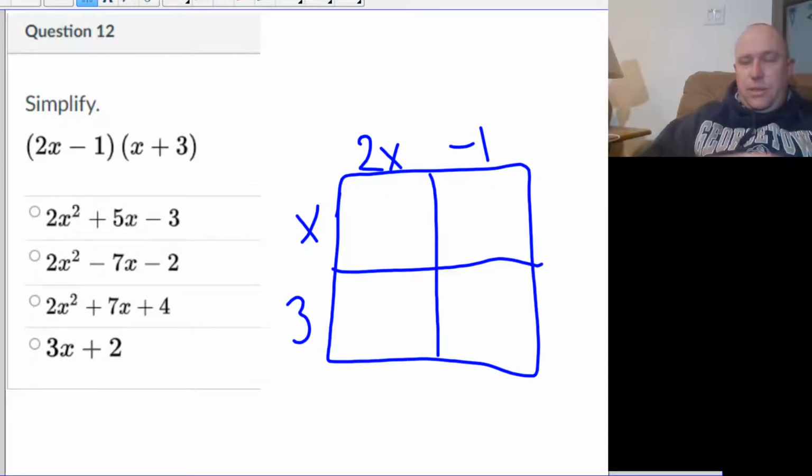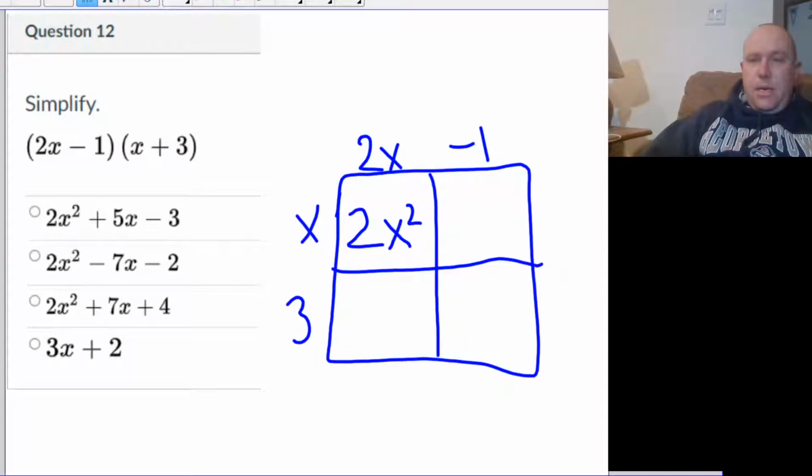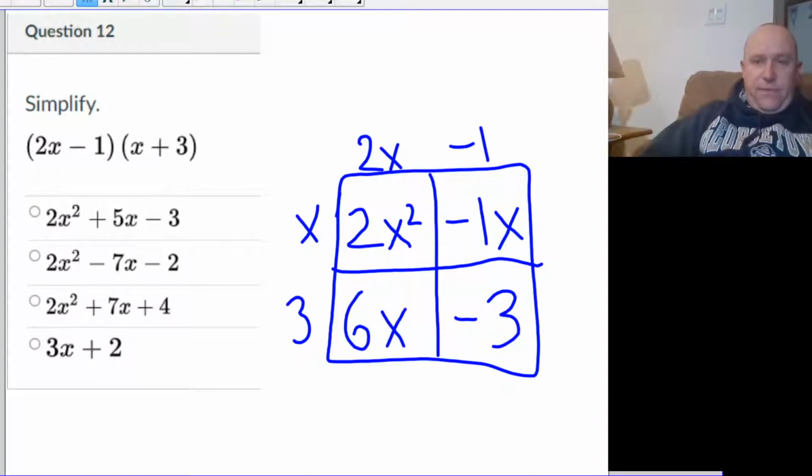So I write the question across the top, 2x minus 1. And then for the positive 3, I can just put 3. But certainly at the top here, you have to put -1 because it says subtract 1 there. And then we fill this grid in just like we filled in section 2 by multiplying. So x times 2x, numbers first, 2. And then x times by itself would be x squared. X times -1, numbers first, and then letters second. 3 times 2x, numbers first, 3 times 2, and then letters second. And at the bottom corner, 3 times -1 is -3.